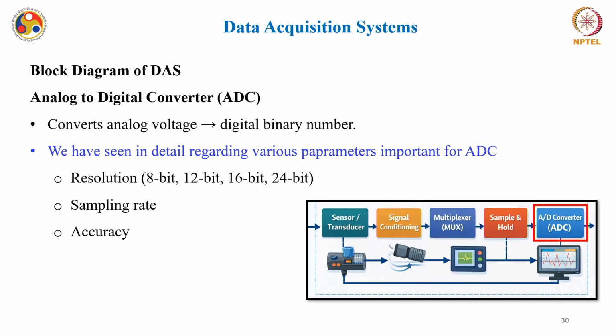Then we have the ADC, which is a very important part of the DAS system, and particularly for a single channel DAS system it becomes an even more important component. We have discussed ADC in detail in our previous lectures. The idea is to convert the analog voltage into a digital binary number. We have seen that the process is a little complex, with 3 stages in this conversion. We have also seen in detail the various parameters important for the ADC, like the resolution, the sampling rate and accuracy. All these things are desired for a good DAS system.